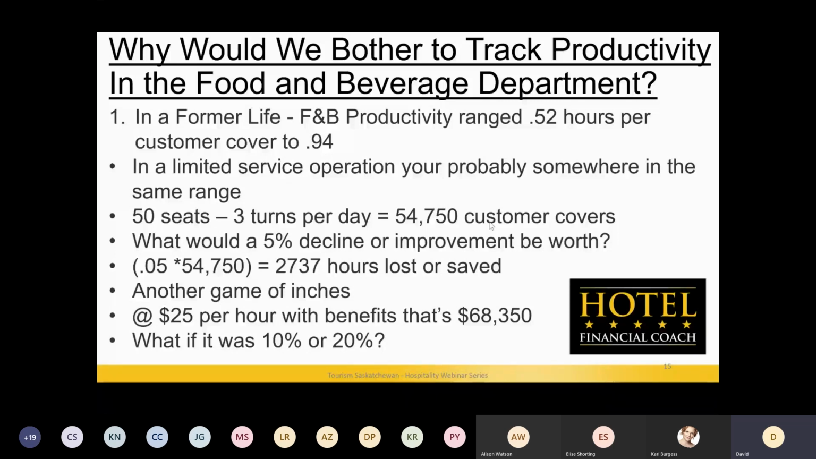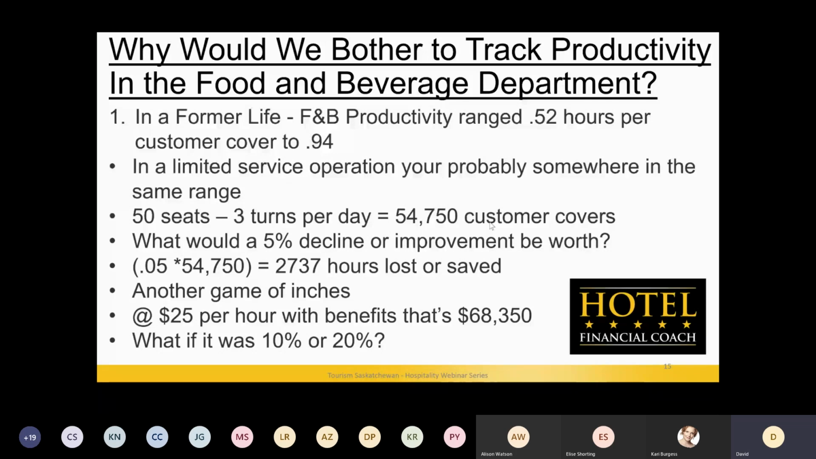So in a limited service operation, you're probably somewhere in the same range because we're doing the same things. We're cooking the food, we're serving the food. And in that 50-seat restaurant with 3 turns produces 54,750 covers. If we could find a 5% improvement, that equals 2,700 hours for the year. That times our $25 an hour with benefit is $68,000 in savings.